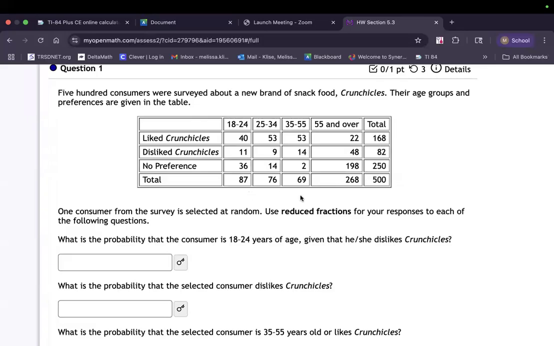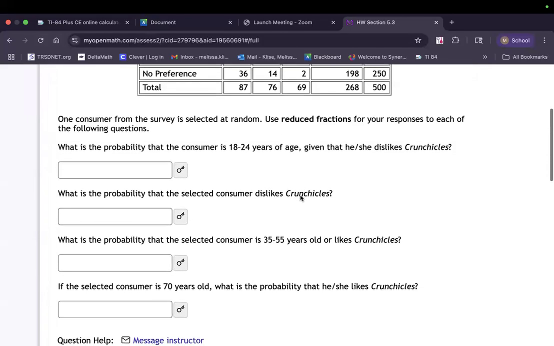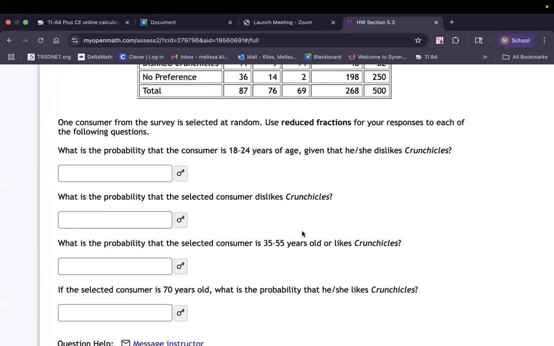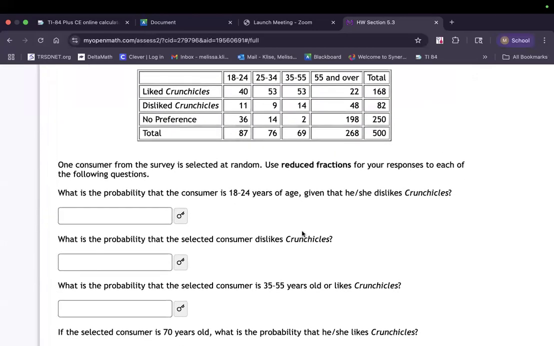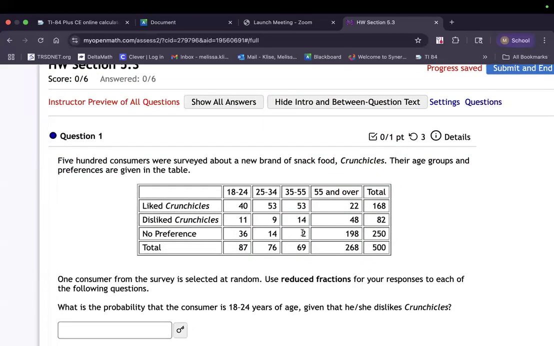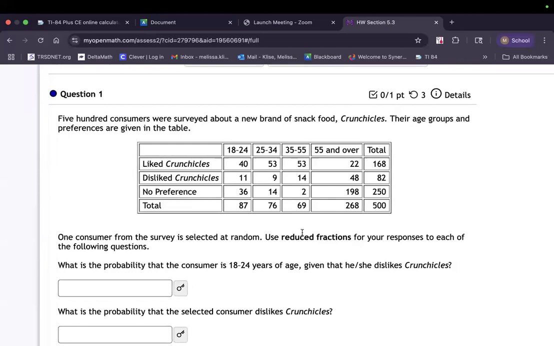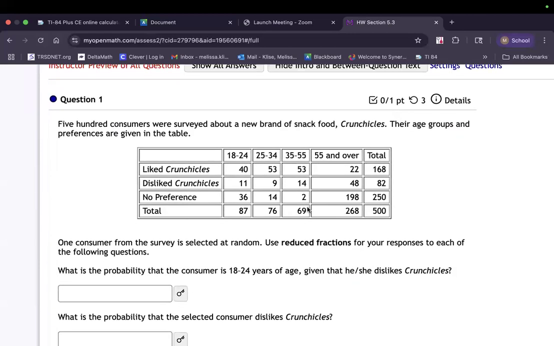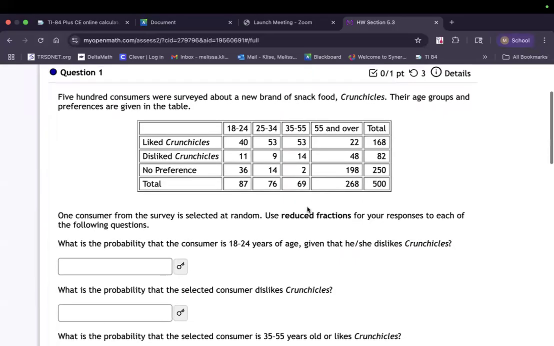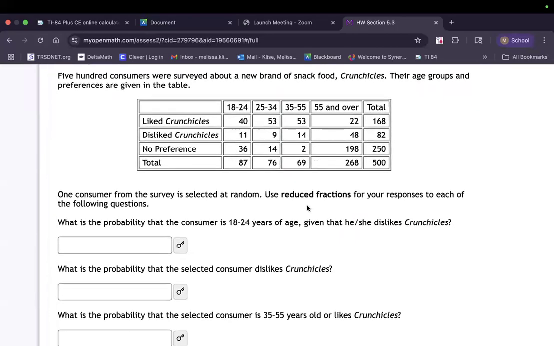So you need to pay attention to what it's asking. You still have to put one minus whatever number you get on the categories, and then raise it to the exponent of however many people there are. Well, these ones are not "at least." These are just the regular ones. But pay attention, right here, given that he or she dislikes Crunchicles, this changes your population. So it says, what is the probability a consumer is 8 to 24 given that he or she dislikes Crunchicles?